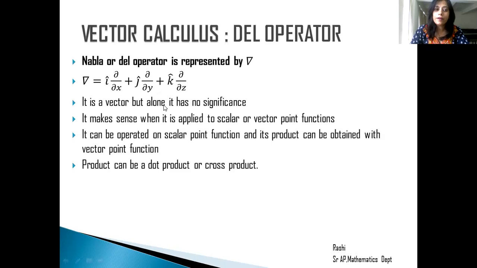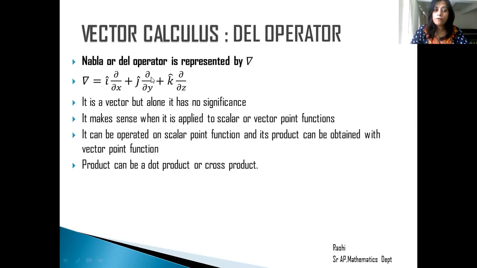It has to be operated on some function, right? So it makes sense when it is applied to a scalar or vector point function. How we apply it will give us different things. Let us see how we can do it. I can work with it in two different ways. First, if I am talking about a scalar point function, I can operate this nabla on a scalar point function. When I am talking about a vector point function, which is a vector, I can find the product of this nabla with my vector point function.